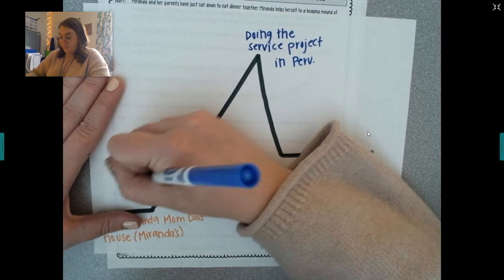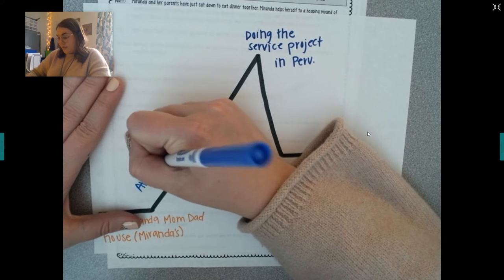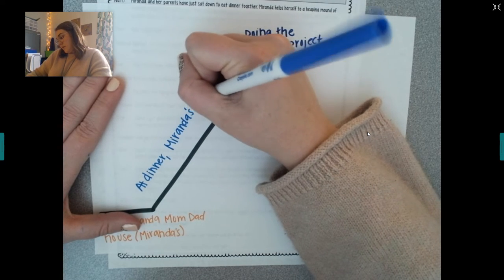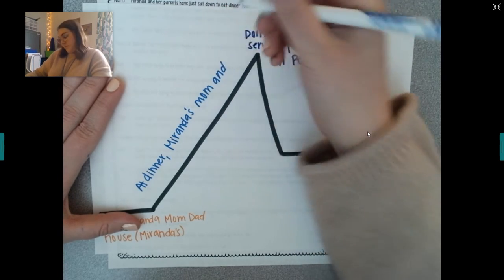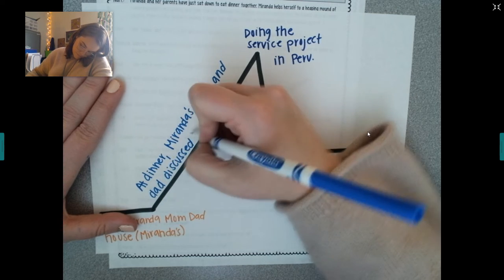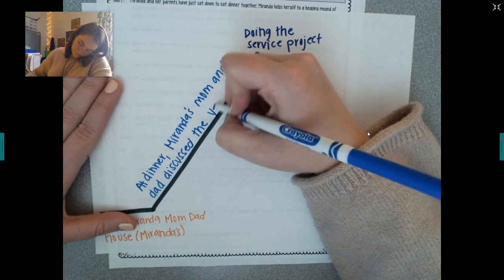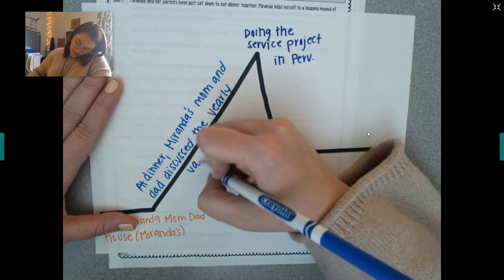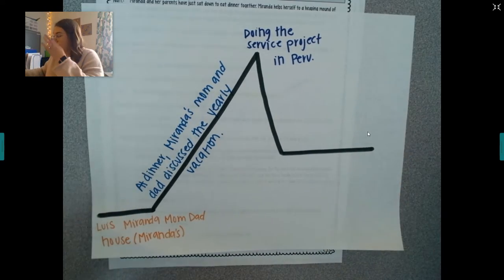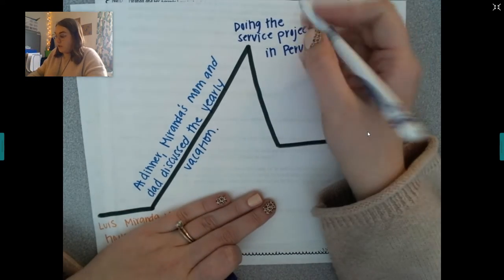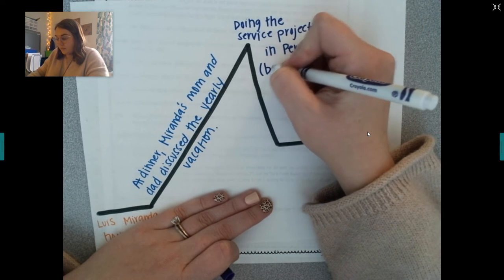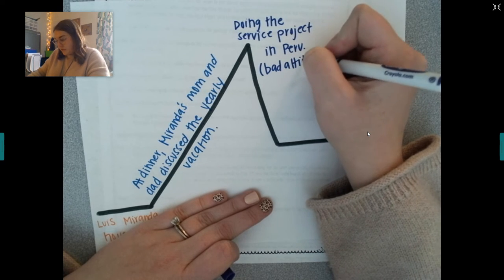So I'm going to say, at dinner, Miranda's mom and dad discuss the yearly vacation. And so that's when she found out she was going to be doing the service project in Peru. And I'm going to put in parentheses, it gave her a bad attitude.